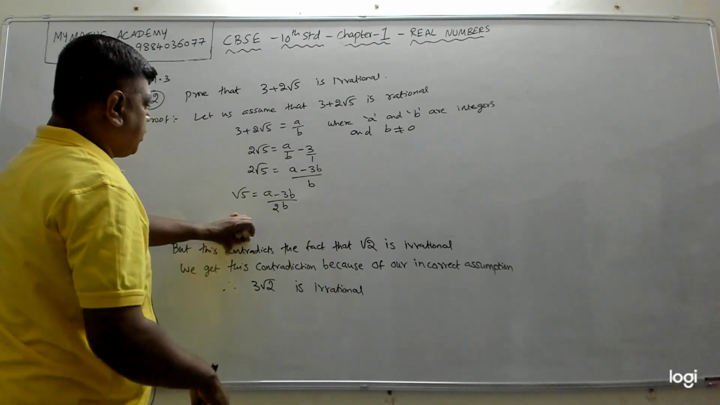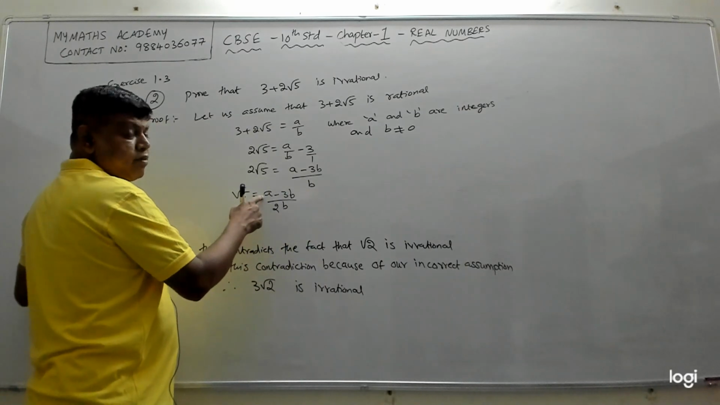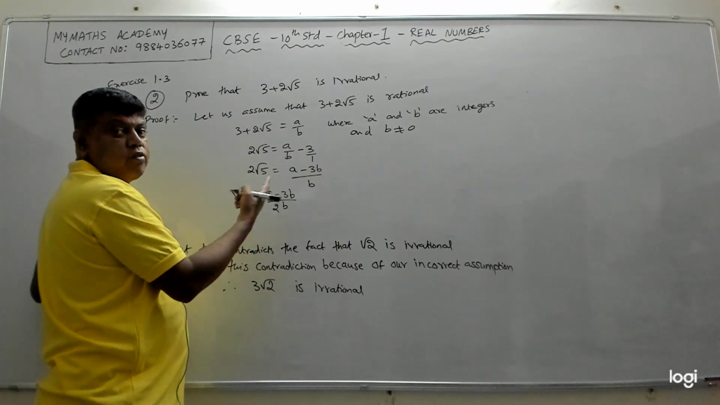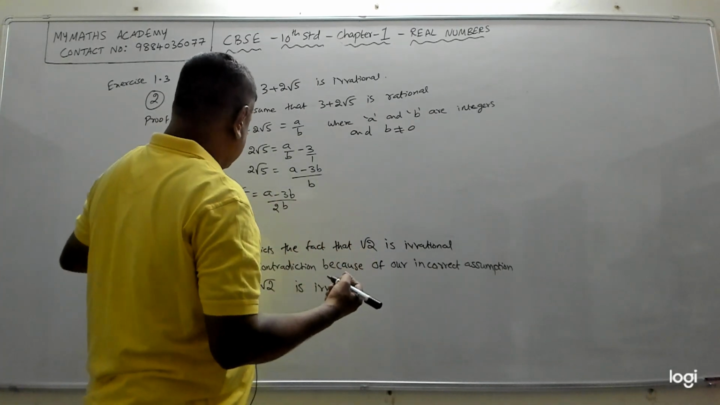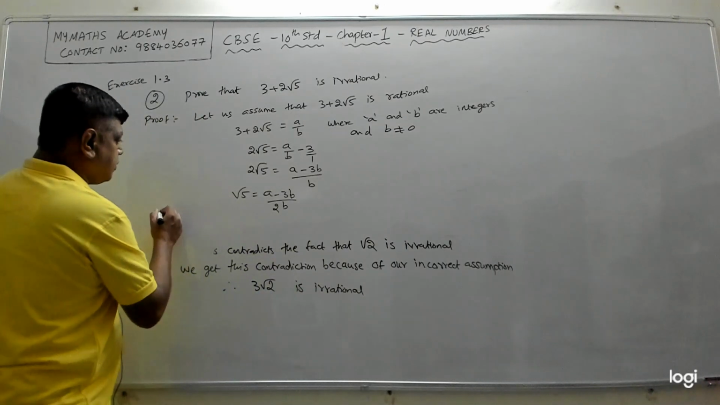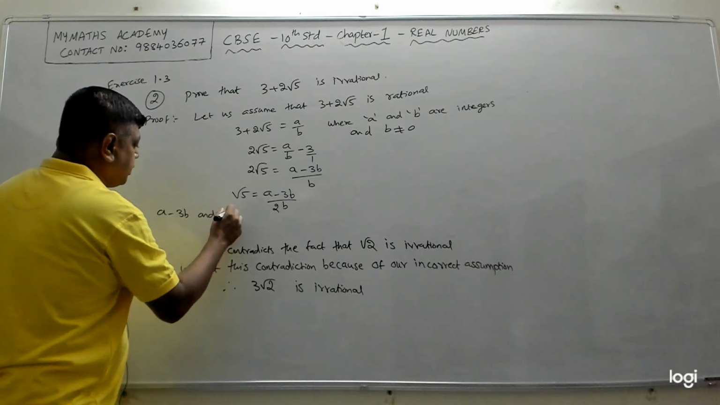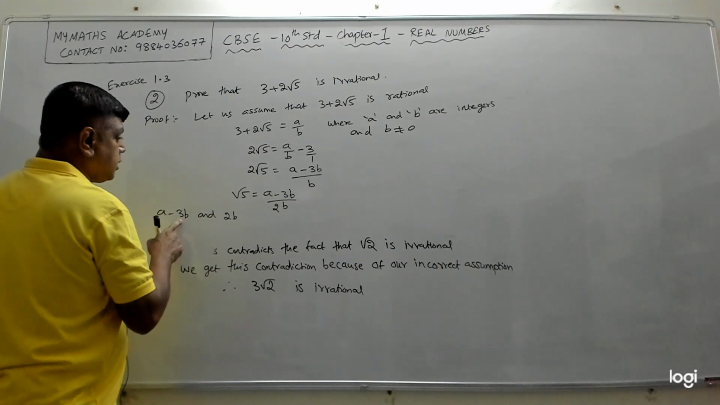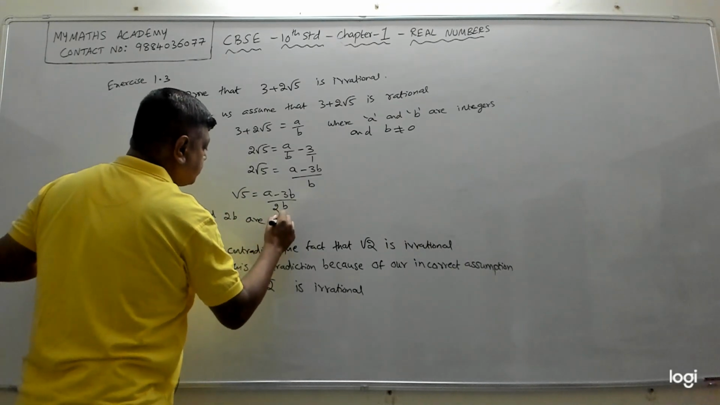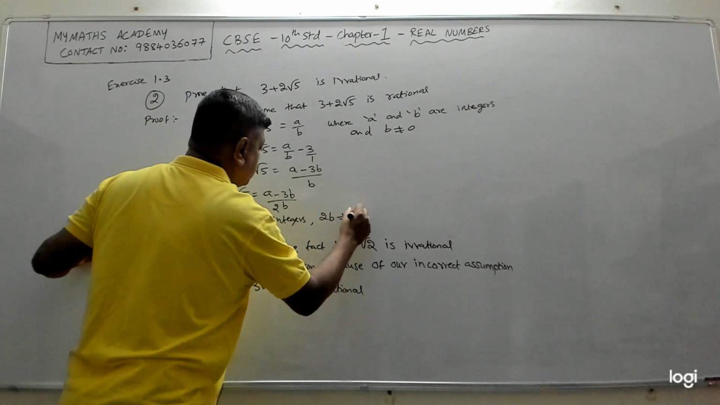Right? Now what we have got is a minus 3b by 2b. This is like a fraction again. Numerator is an integer, denominator is an integer, and denominator is not equal to 0. Which means we will say a minus 3b is the numerator and 2b is the denominator, and both are integers, and 2b is not equal to 0.